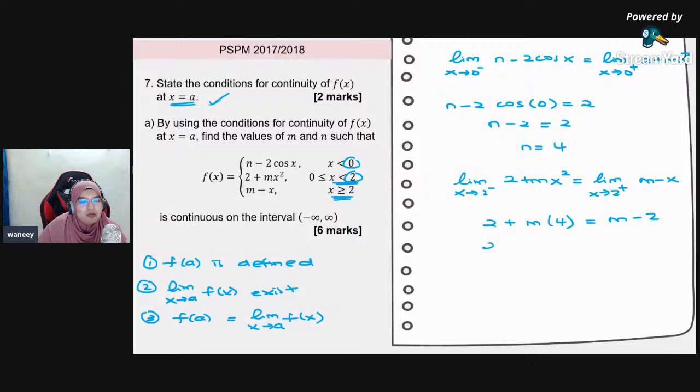Okey, so ini ada 2 tambah 4m sama dengan m tolak 2. So bawa m ke sebelah, so kita dapat 3m sama dengan negatif 2, negatif 2, negatif 4. Makanya m is equal to negative 4/3. Oh, so betul lah. Tahniah. Okay, so we already done the revision for limit and continuity.